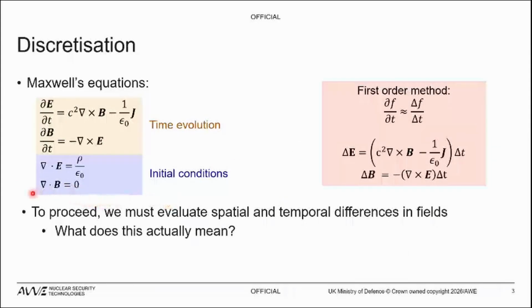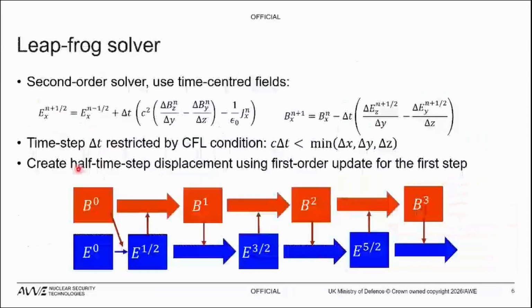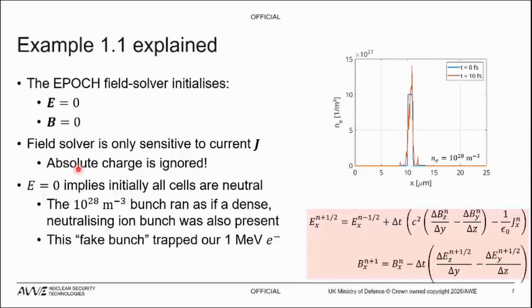We will assume that you've set up initial conditions where the curl of B is 0, the div of B is 0, and the div of E is also 0. That's not the case in our example 1.1 because we've just taken a load of electrons in. That is by its very nature not neutral. There are no ions there. But EPOCH will assume that the fields are initially 0.